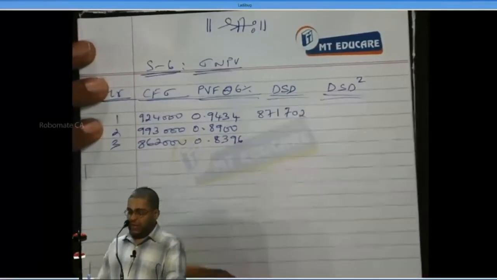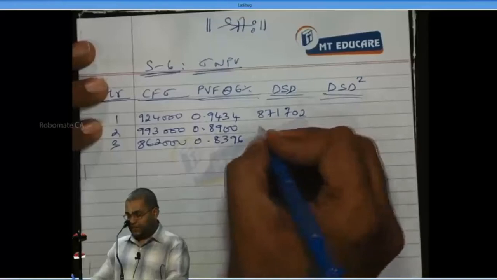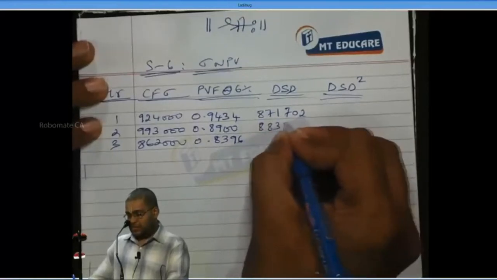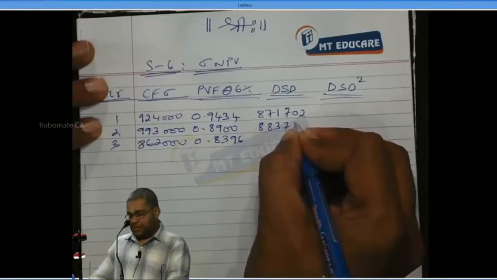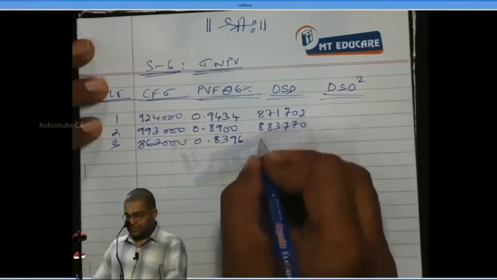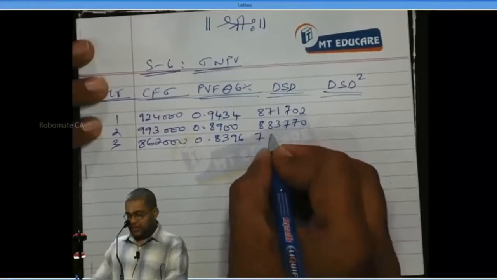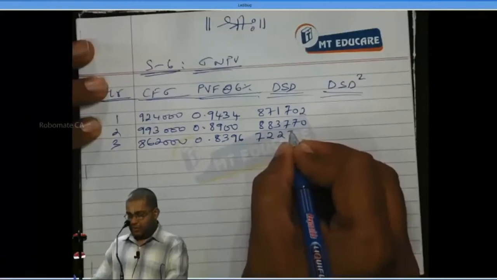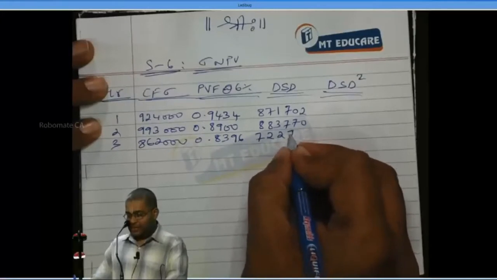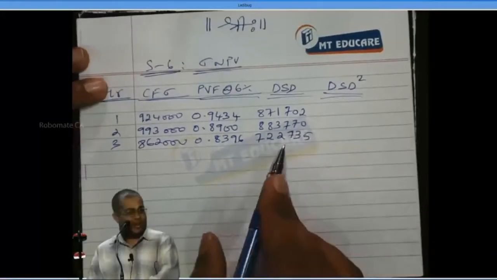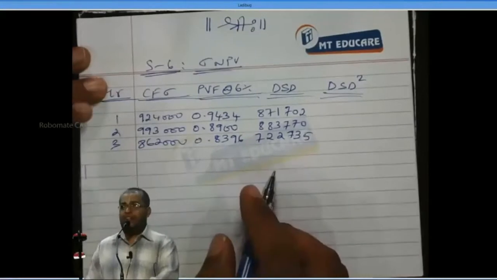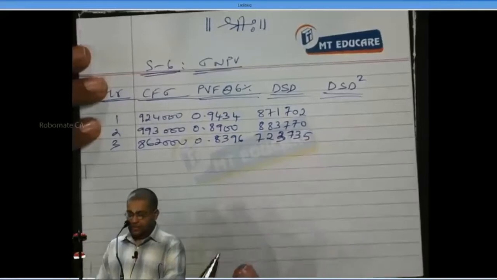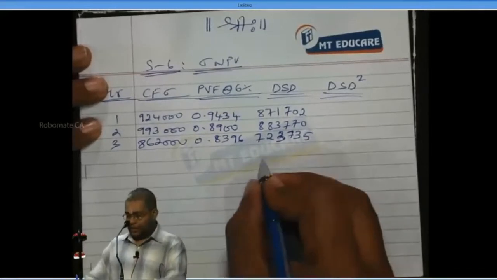8,71,702. Next year, 8 lakhs 70,770. Next, 7 lakh 22,000, number 7 lakh 22,735. This is 7 lakh 22,000. Correct or not? Any other number of your choice? 7 lakh 23,000, 735. Accept or not? What is the total of this? Tell me the total.